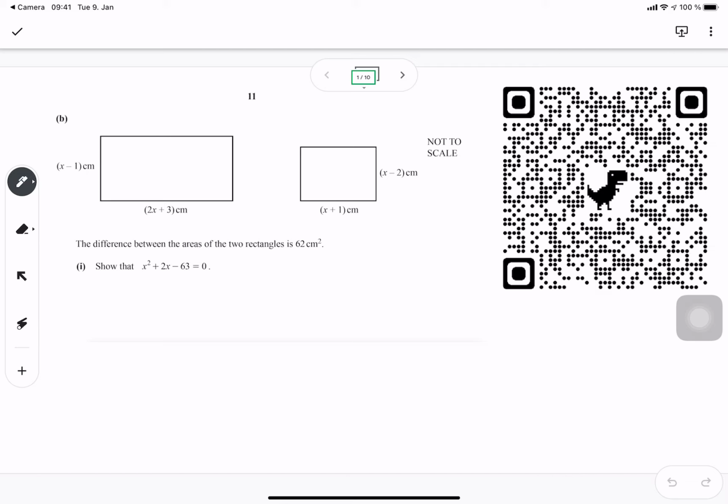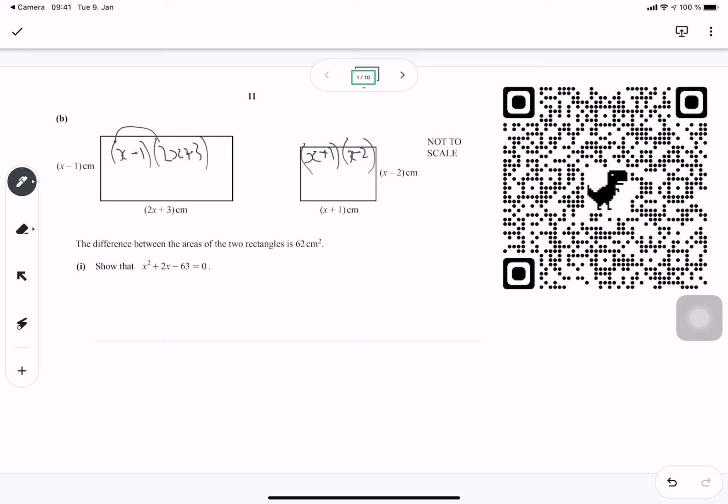So, first thing I would do is, using the space in the rectangle, write down the area of the two rectangles. That's going to be x minus 1 times 2x plus 3, and this one is going to be x plus 1 times x minus 2. And I need to expand those.